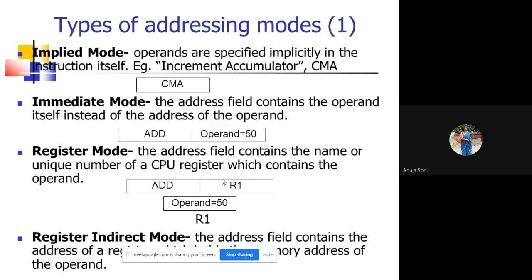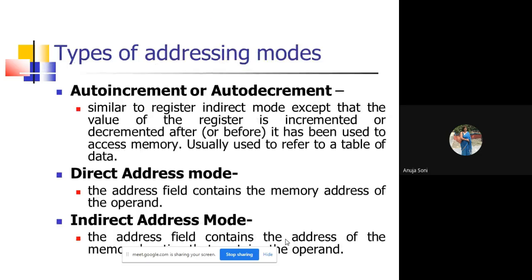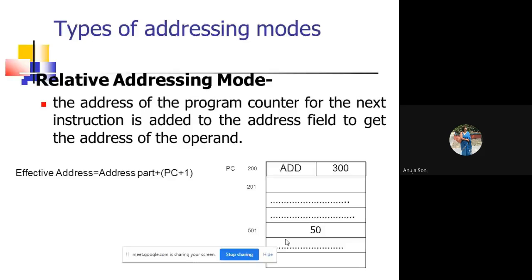In register indirect mode, it says that the address field contains the address. You may be asked to write down all these definitions as well. A 1 mark definition may come up in your exams. The address field contains the address of a register, at which ultimately the final value of the operand is stored in the memory. So this is the definition of register and register indirect address instruction.